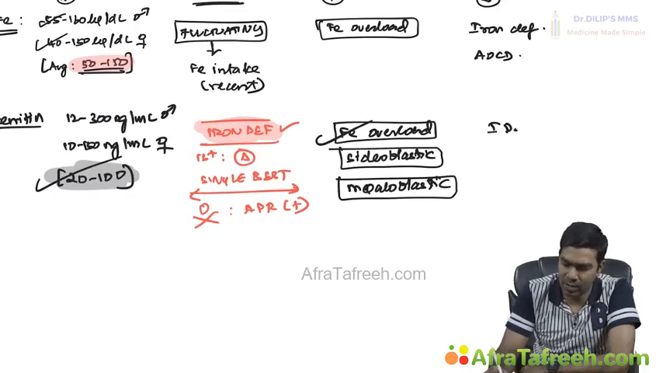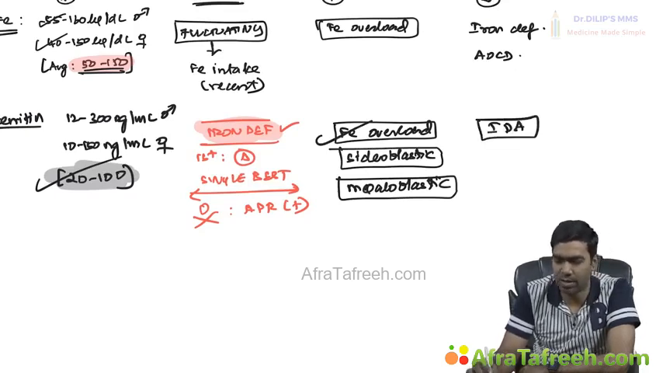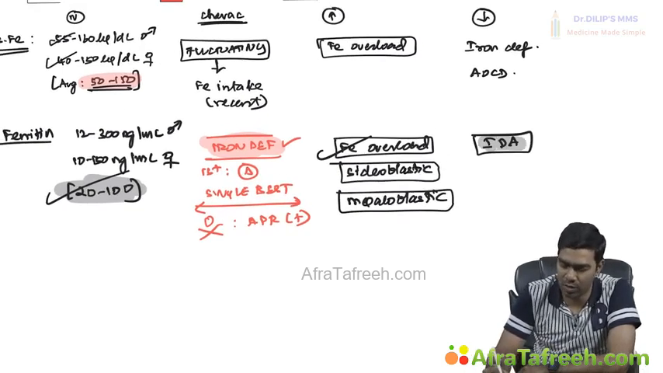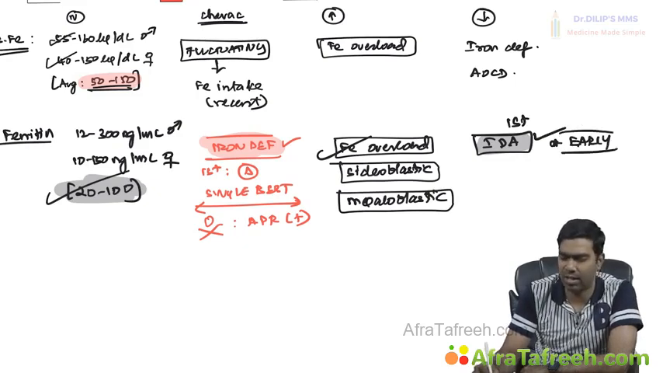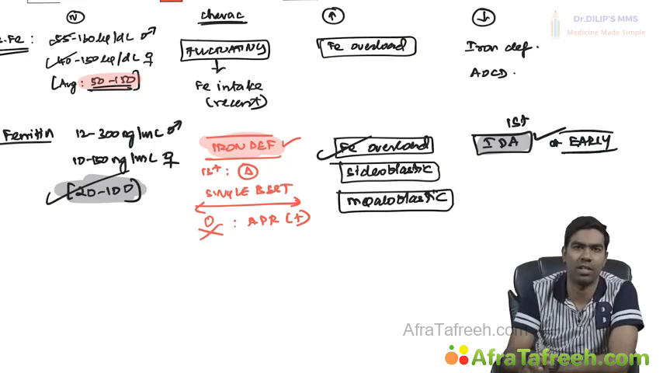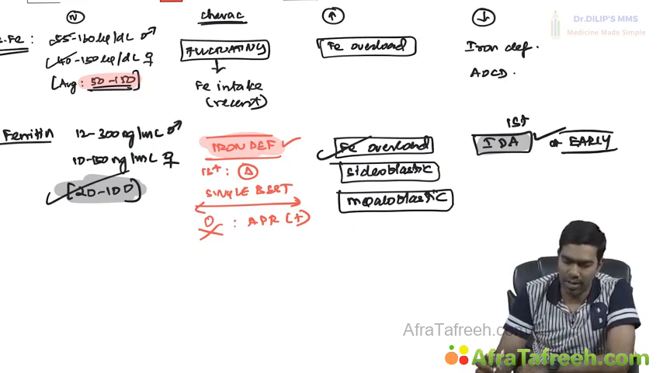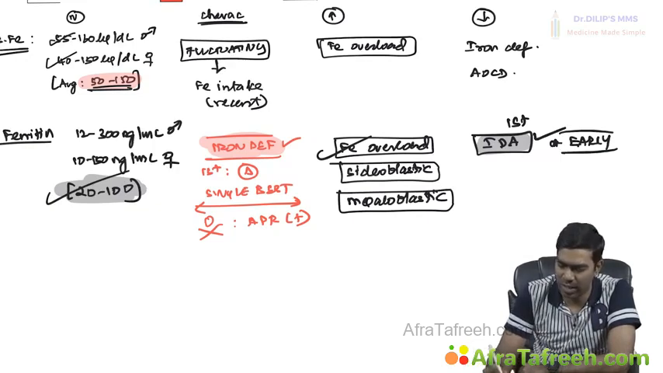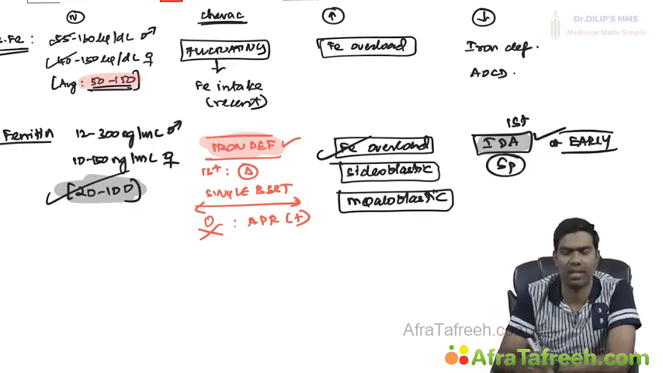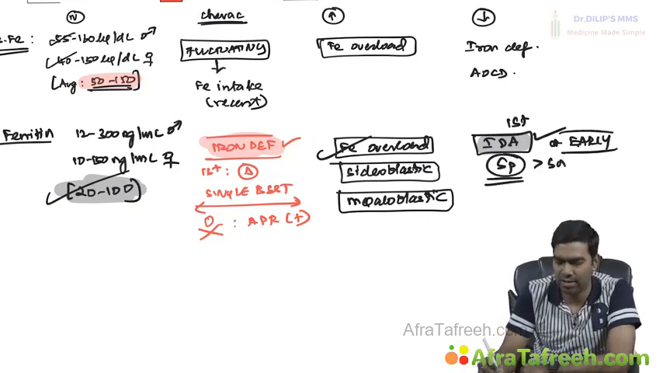Then, what condition reduces ferritin? In the sense, your first answer should be iron deficiency anemia. If they ask you, again I told you, single best. One more point: the earliest parameter in iron deficiency anemia is low ferritin. And in iron deficiency anemia, this low serum ferritin is considered to be an extremely specific finding rather than a sensitive finding. It's a very, very specific finding.